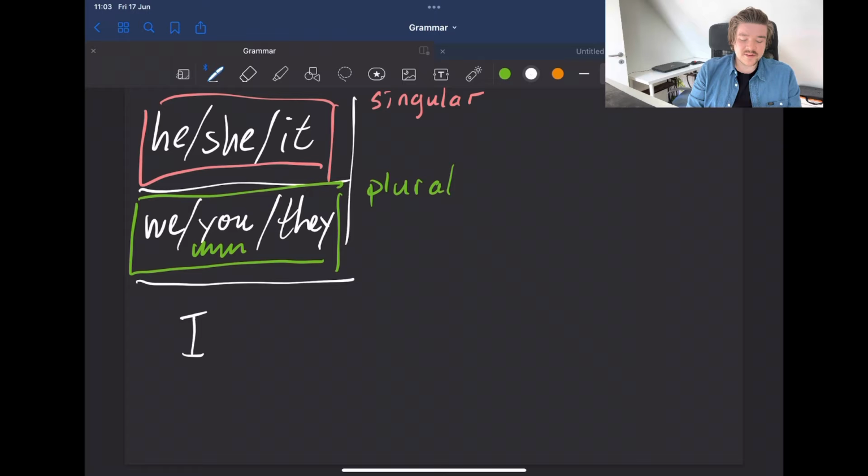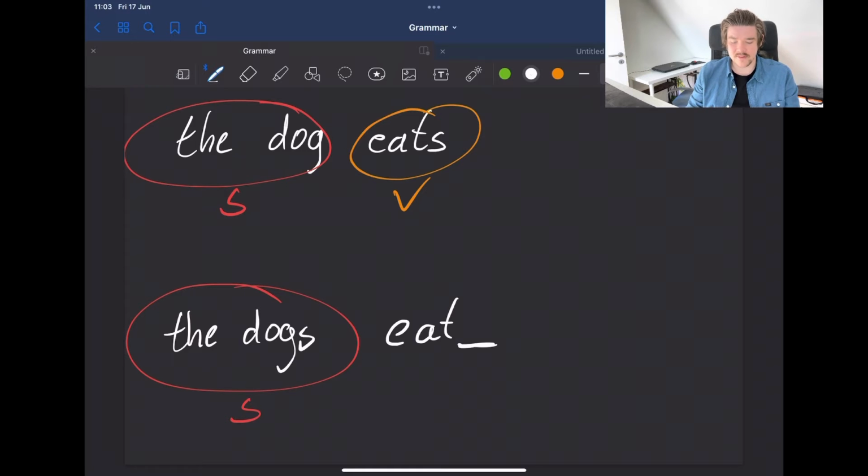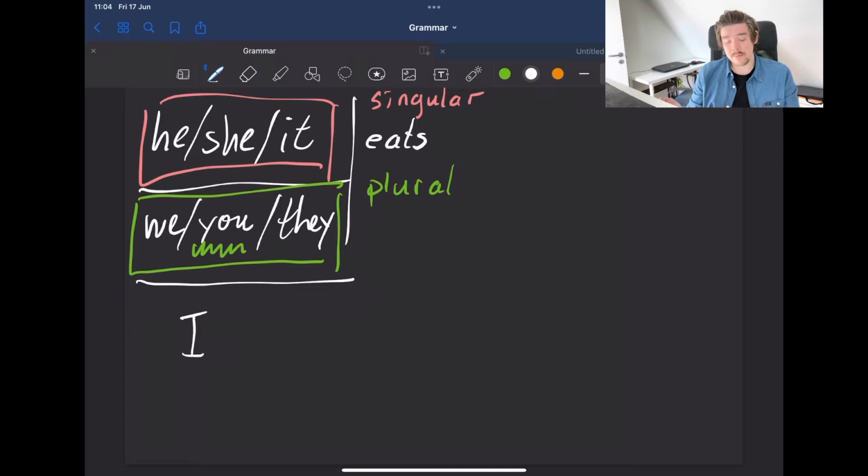Now, when the subject is he, she, it, we get stuff like eats. So we have this S ending in present tense. There are many other irregular verbs as well that get a change in form when the subject is singular, such as is, maybe the most important one, the singular subject version of to be, has, which is the singular subject version of to have, and then the only verb in past tense that is affected by subject-verb agreement is was.